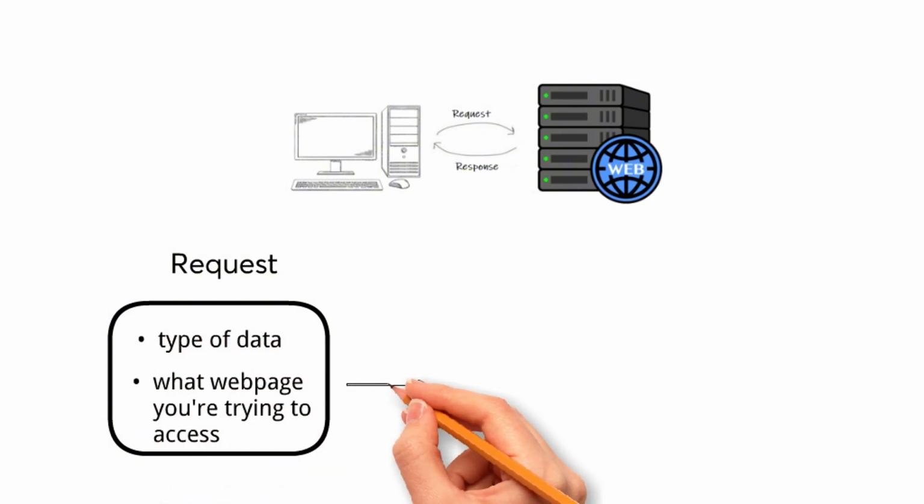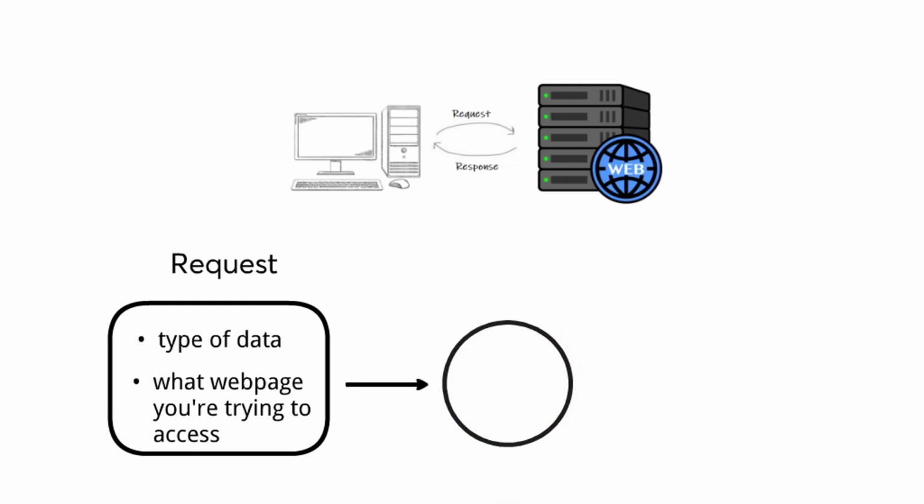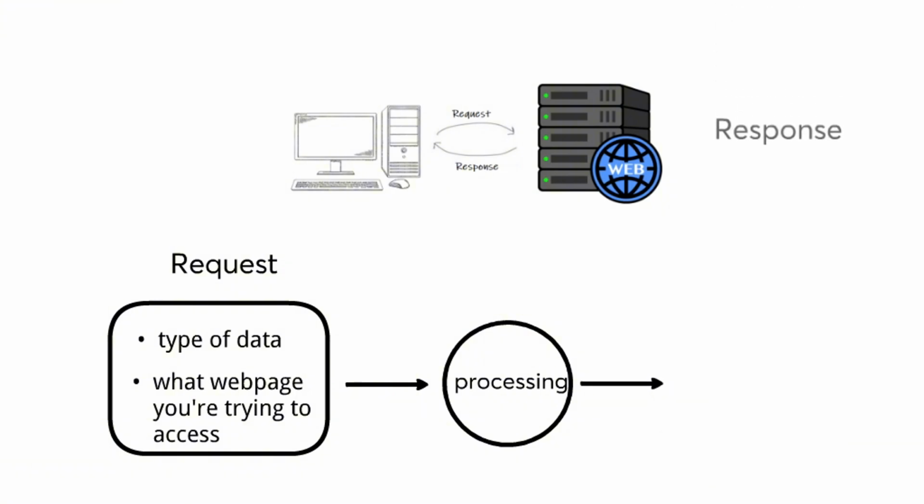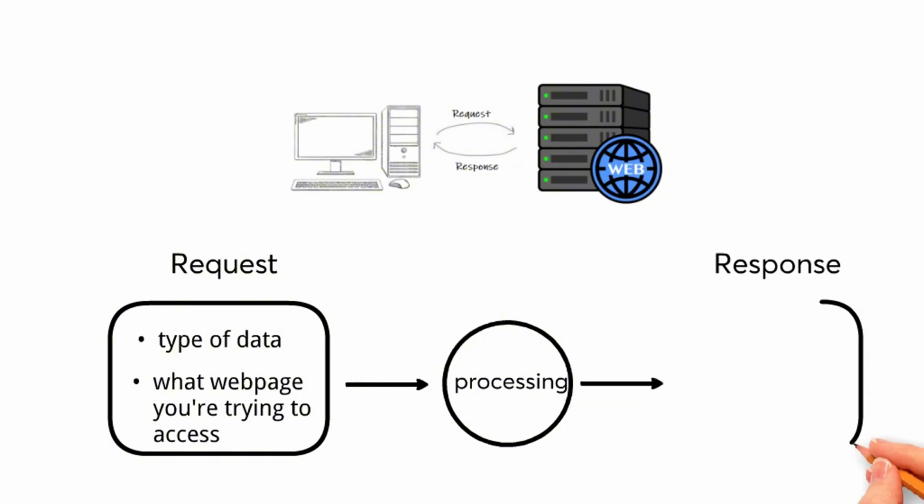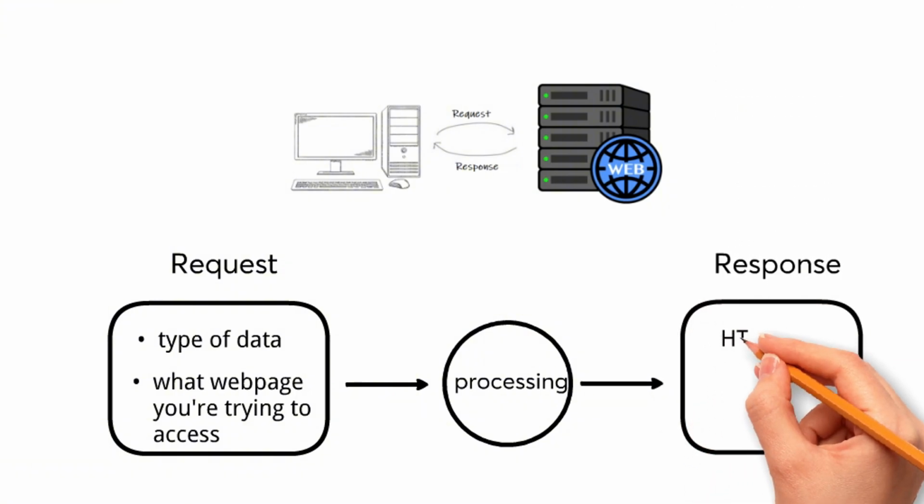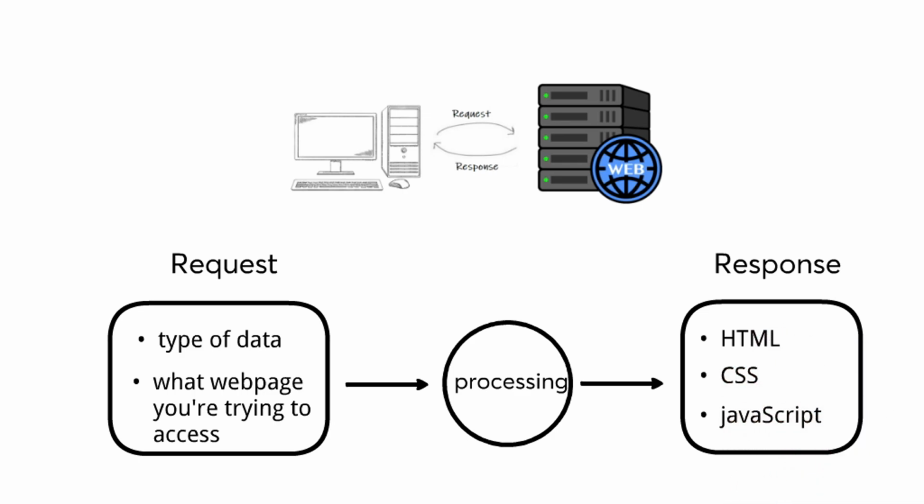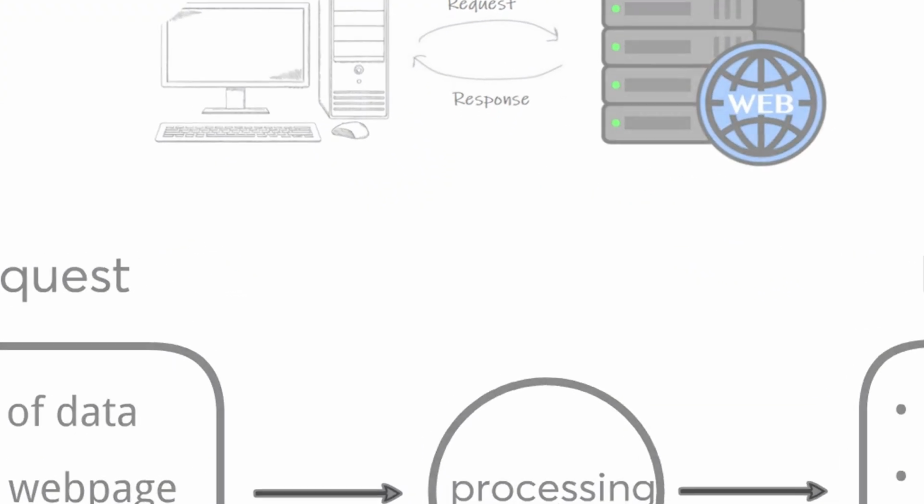2. The server processes the request. The server looks at the request and prepares the appropriate response, which usually includes the files needed to display the web page, like HTML, CSS, and JavaScript. 3. The browser receives the response. The browser takes the response from the server and renders it into the website you see on your screen.